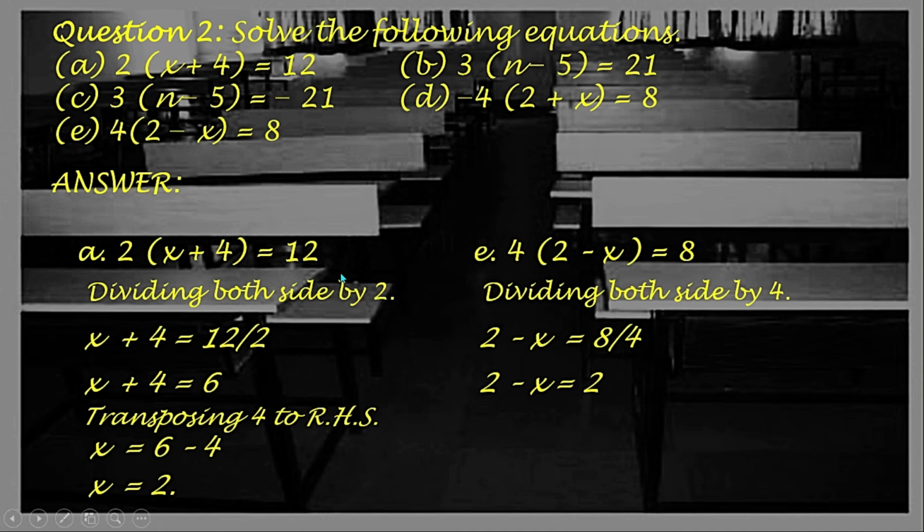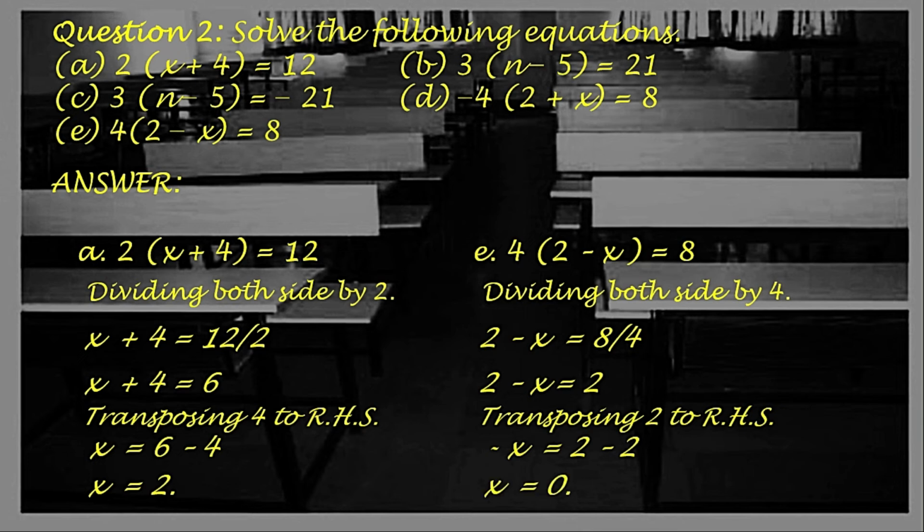Now what is the next step? We need to shift the constant term to the right hand side. So, transposing 2 to the RHS. Then what will we have here? Minus x is equals to 2 minus 2. Why minus 2? Because the 2 is a positive number, and when we transpose it, it will become negative. So minus x is equals to 2 minus 2. So minus x is equals to 0, and 0 has no sign, so the answer is x equals to 0.